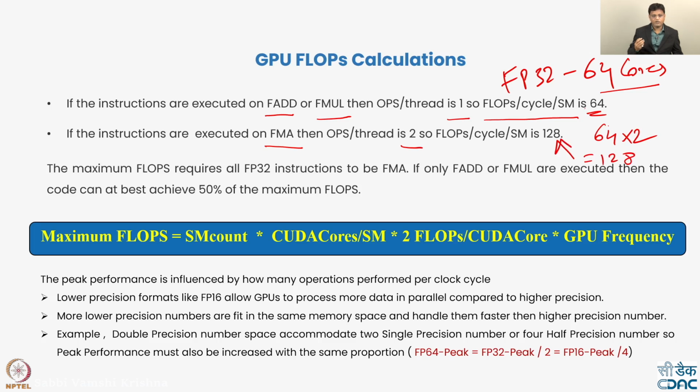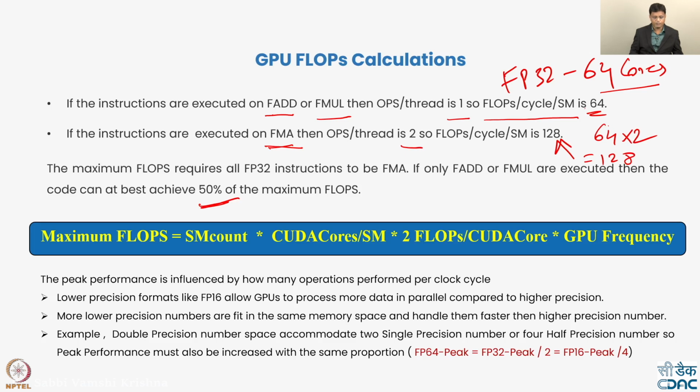Whenever we are calculating the theoretical peak performance of any computing device, we always consider FMA, meaning 2 operations per cycle. And if you look at it another way, if you are unknowingly using only either addition or multiplication, you are actually achieving only 50% of the maximum capability of the GPU.